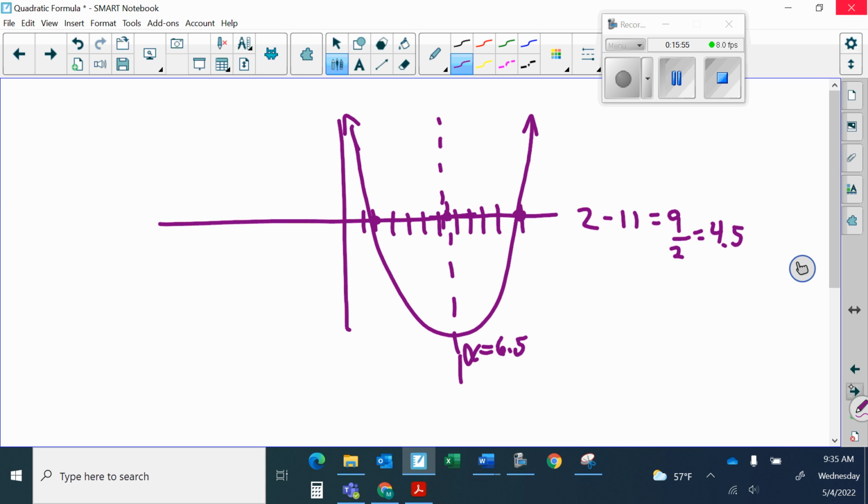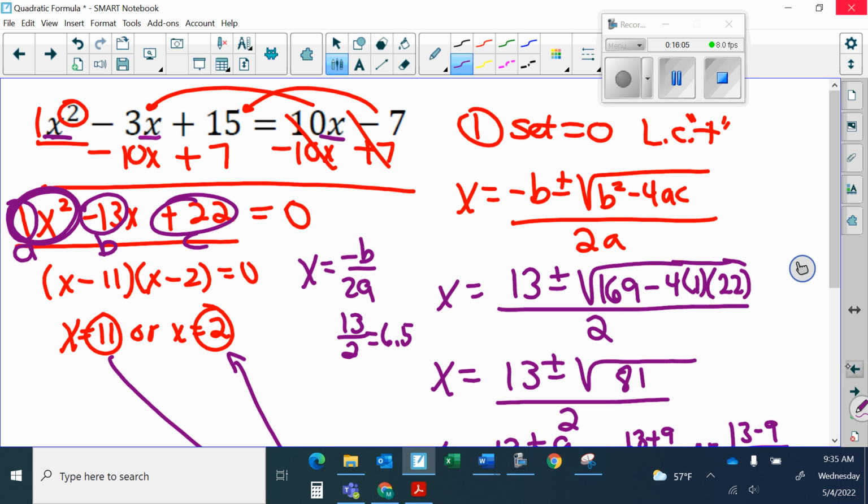Okay, then if I wanted the y coordinate, I'd have to plug in that 6.5 into the equation. Now, what's easiest to plug in, just for doing it in your head, is actually to plug it into this factored form right here. Then to plug it into this entire top equation, all that's a lot more work. I could just plug it into this factored form right here. So if I plugged in 6.5 there and 6.5 there, 6.5 minus 11 is negative 4.5. And 6.5 minus 2 is positive 4.5.